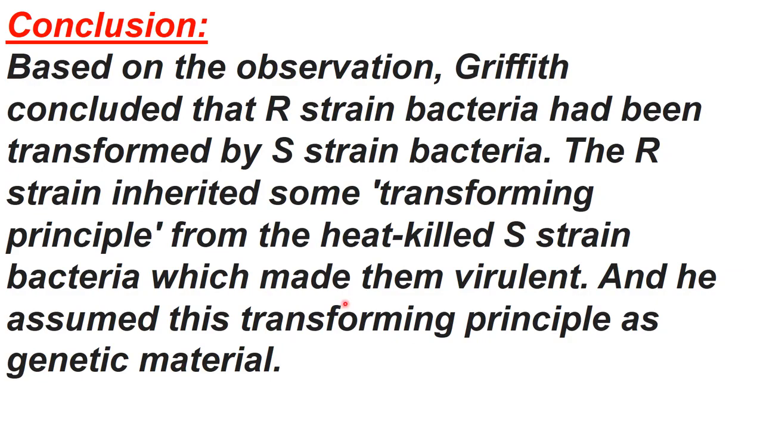So the something which is transferring from heat killed S strain bacteria to the R strain of bacteria, Griffith named it the transforming principle, and he said that this transforming principle is genetic material, but he was not able to tell about the biochemical nature of this genetic material.